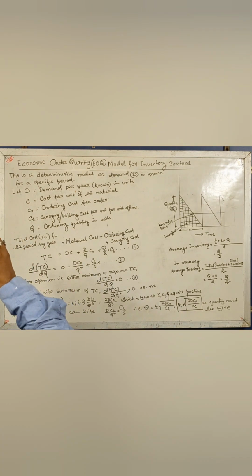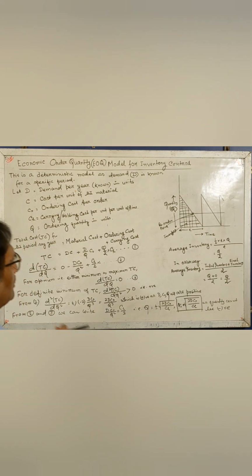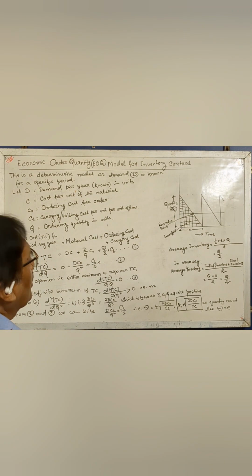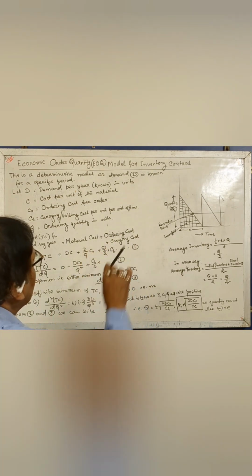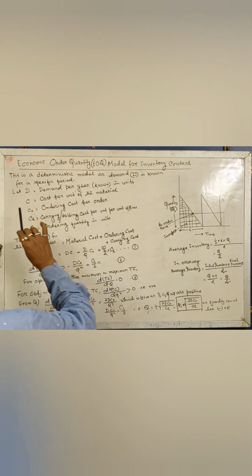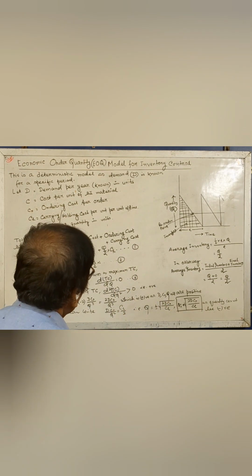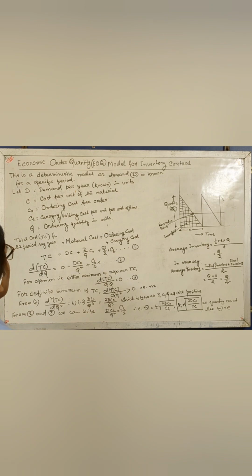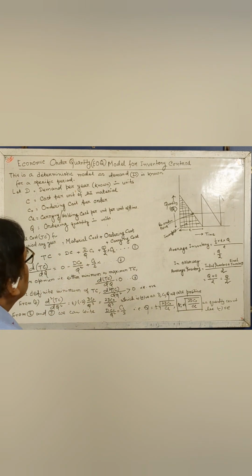Now we are going to discuss the optimum ordering quantity. That means how much you will order at a time, in units, so that the total inventory cost will be minimum. That I am going to discuss with you. Then what are the assumptions? The assumptions are: replacement is instantaneous, consumption is at a uniform rate, and the demand is known for a specified period.